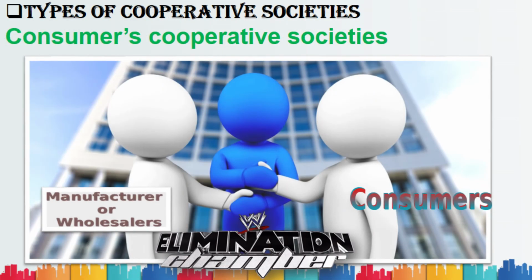Moving on to the next thing, that is types of cooperative society. There are so many different types of cooperative society. In that we'll talk about a few of them. The first one is consumer cooperative society. The main aim of this society is to safeguard the interest of the consumer. It focuses on eliminating middlemen and establishing a direct contact between the manufacturer and the consumer. They usually sell the products to the members at affordable prices, so that's why it is called consumer cooperative society.